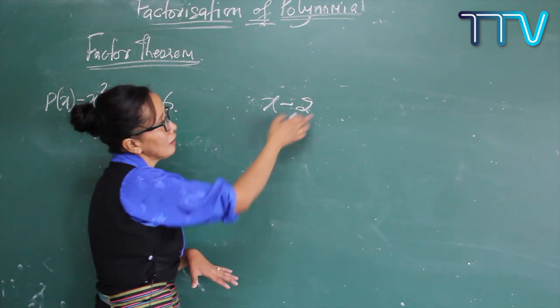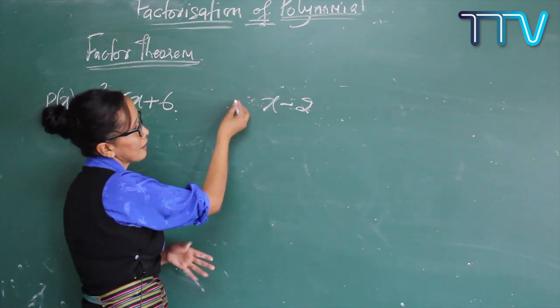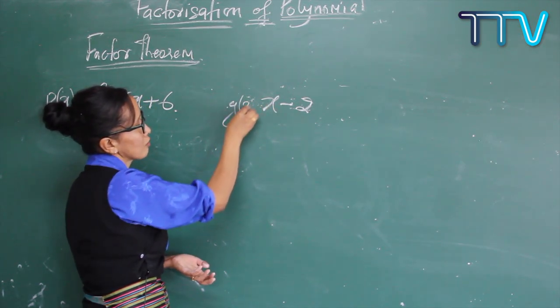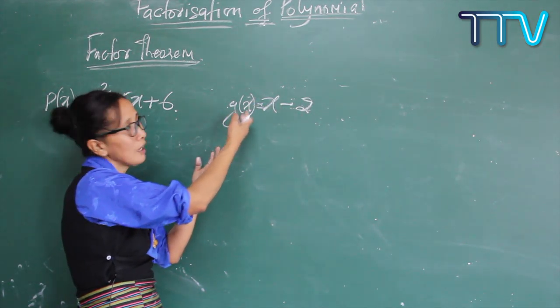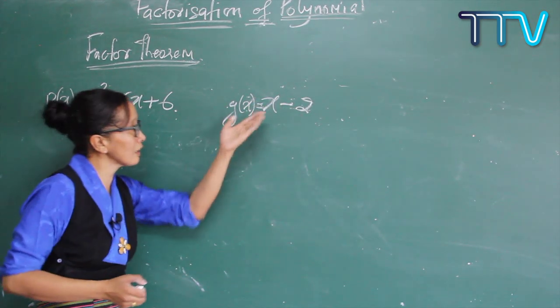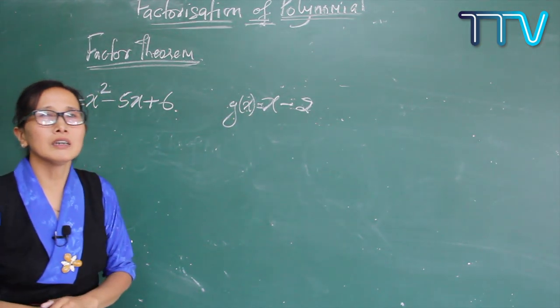Okay, first find this is your divisor. Let's take this x as a divisor. You can call it g(x), it can be anything. You can take the divisor as g(x). Okay, representing in this way. So first find the zero of this.